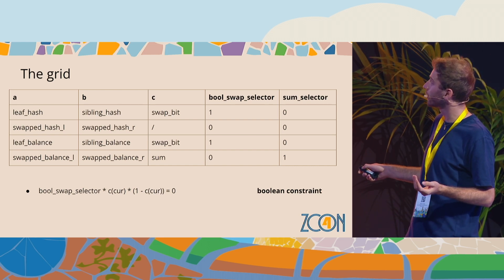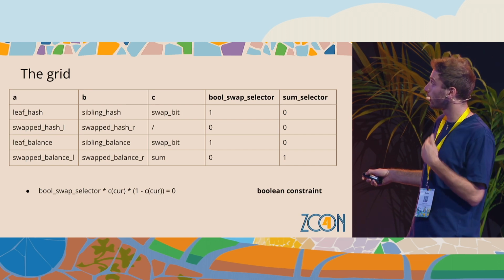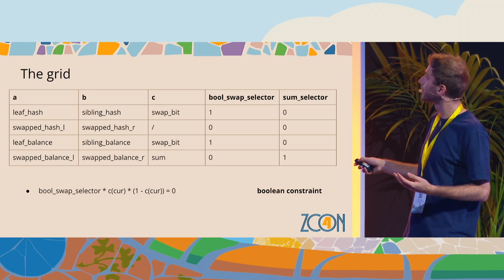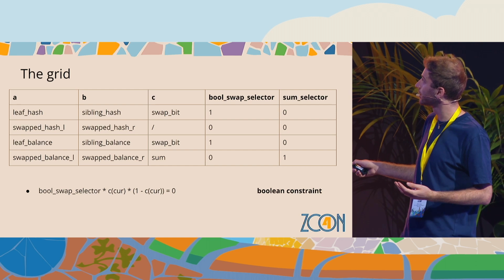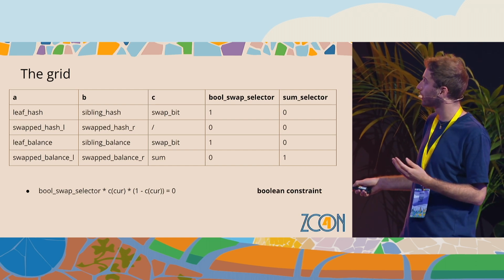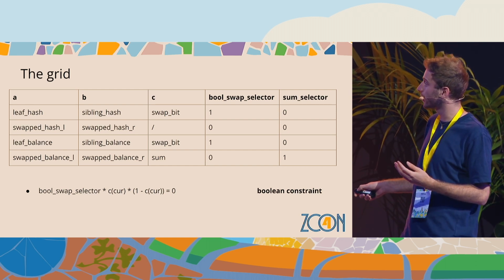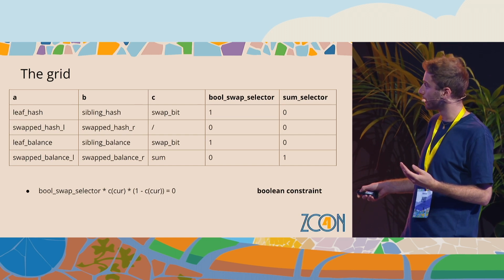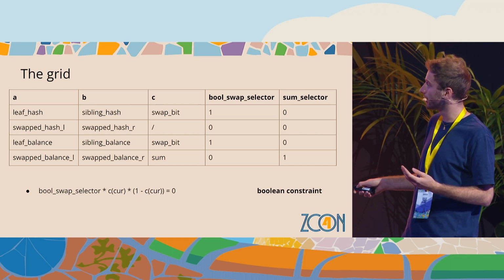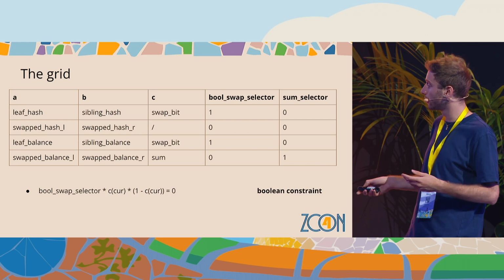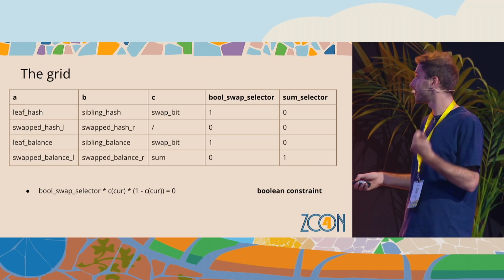But for example, in row 0 and in row 2, we want to enforce this constraint, so we set the selector to 1, and whenever this selector is set to 1, this second part of the equation must be true, and this is the part that enforces this swap bit to either be 1 or 0. So this is the first constraint.